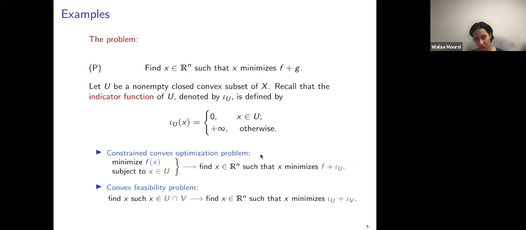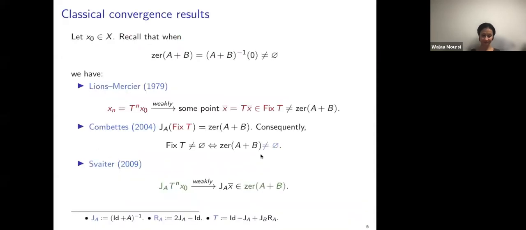And we could go even more special and look at finding a point in the intersection of two sets, which again can be written as minimizing the sum of the indicator functions of the corresponding sets. And again, if we are in the intersection, both functions will have the value 0. If we are in one set but not in the other, then the sum is plus infinity. So definitely the minimizers would be the points in the intersection.